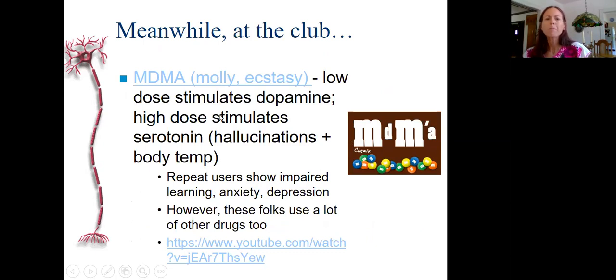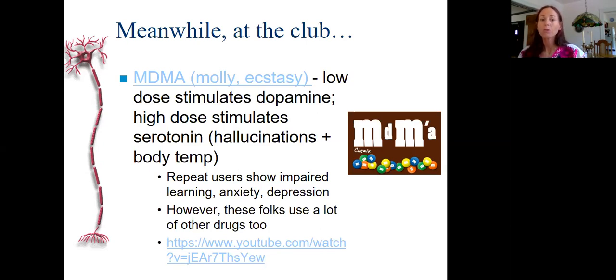Okay. MDMA is also hallucinogenic to a certain extent. This is also called Molly or ecstasy on the street. A very low dose will stimulate dopamine, but very high doses will really get serotonin going, and then we have hallucinations as a result. We have body temperature changes as a result, so people get very hot. They drink a lot of water when they're on this. And they get a sense of heightened activity and heightened enjoyment out of it.